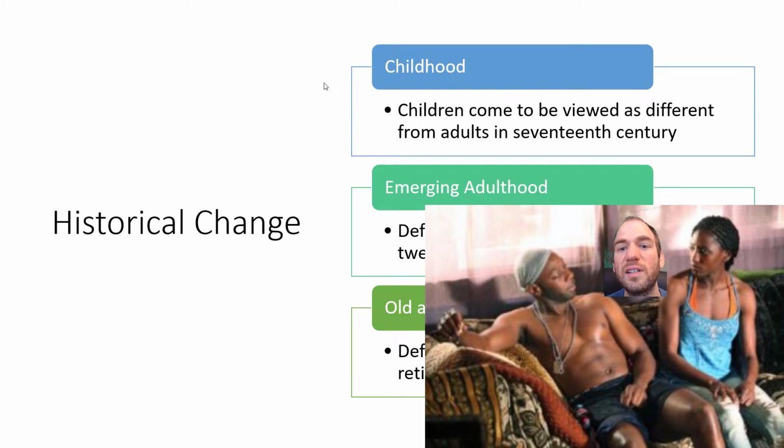Children, for example, come to be viewed as different from adults in the 17th century. Emerging adulthood was defined in the late 20th and early 21st centuries. Old age was defined as a period of retirement in the 20th century. So the idea of children originally was just, oh, these are just young adults. But then that changed in the 1600s, and you can even see in the 20th century the getting rid of child labor laws working in the United States.